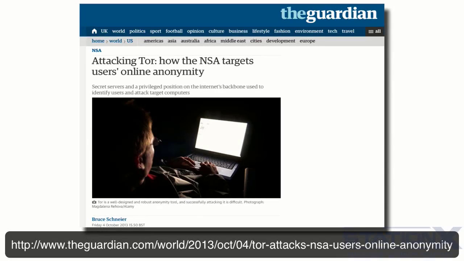This is an article written by Bruce Schneier, published in The Guardian, October 2013, but still very valid and worth reading. It provides information on the Quantum system and FoxAcid, the platforms used by the NSA to de-anonymize Tor users. Even if you don't consider the NSA or GCHQ or the Five Eyes your adversary, it is a good read to understand how Tor is attacked.